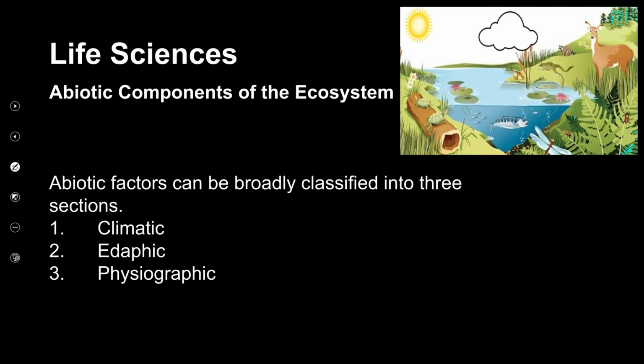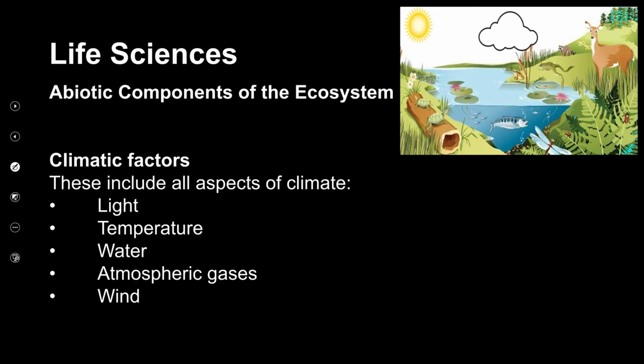As we started off, we mentioned that those were the biotic components. Let's try and understand what the abiotic components of an ecosystem are. As I mentioned, the abiotic components are the non-living components, and these can be broadly classified into the climatic conditions, the edaphic conditions, and the physiographic conditions. What do I mean by that? Let's try and unpack that.